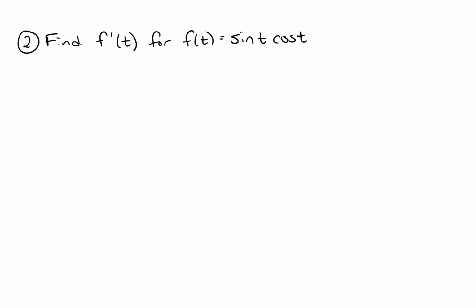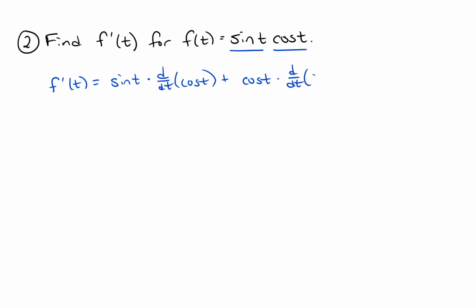All right, for our second example, we want to find f prime of t for f of t equals sine of t times cosine of t. This is a product. We are multiplying those two trig functions. So using the product rule to find f prime of t, I'll leave sine alone, multiply by the derivative of cosine, plus, this time I'll leave cosine alone, multiply by the derivative of sine.